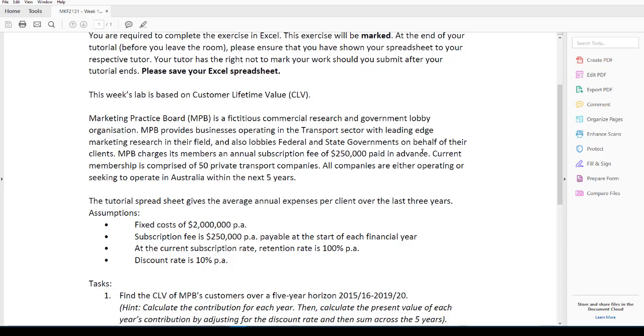Marketing Practice Board is a company that provides service for businesses operating in the transport sector. It's all about marketing research for these companies. They've got 50 private transport companies that are either operating or seeking to operate in Australia within the next 5 years. The subscription fee of this company is $250,000. It means that each of these 50 customers or clients has to pay $250,000 yearly to the MPB company.